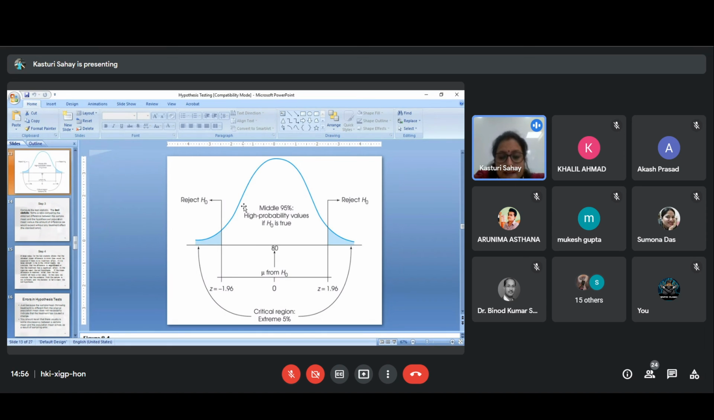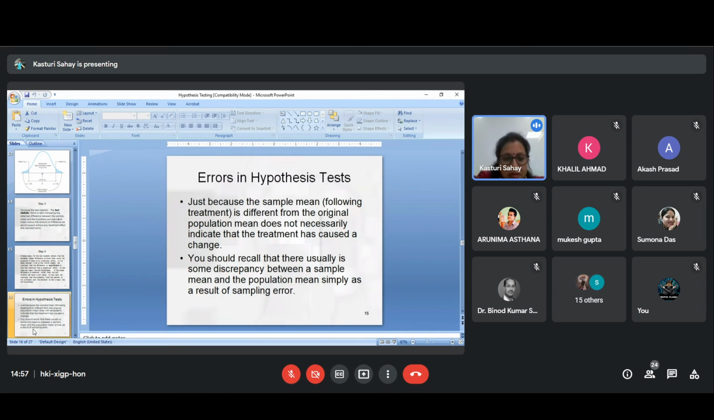Because this part is the chance that the sample had this value or this difference only because of sampling error. It was not significant enough to say that the treatment made this difference. All right. And once it is here, then we can say that it is not because of the sampling error. It is actually because of the treatment which you have applied to your sample elements.